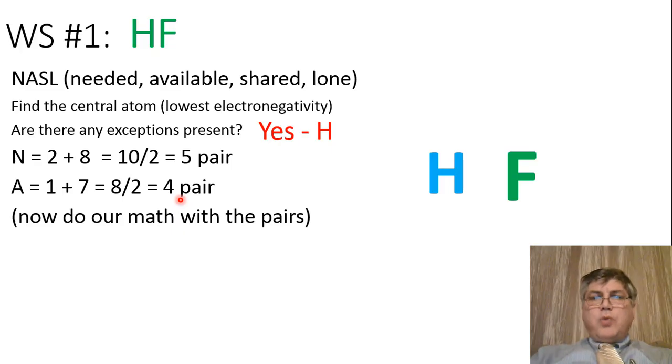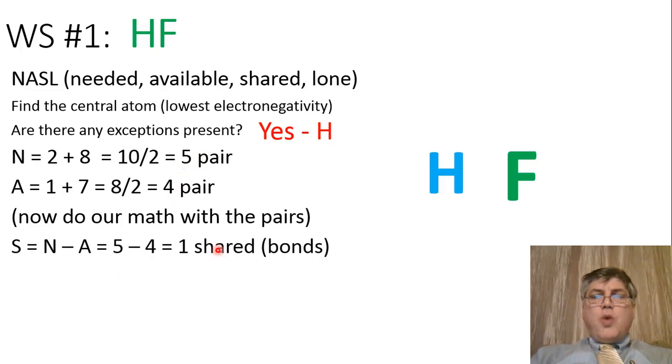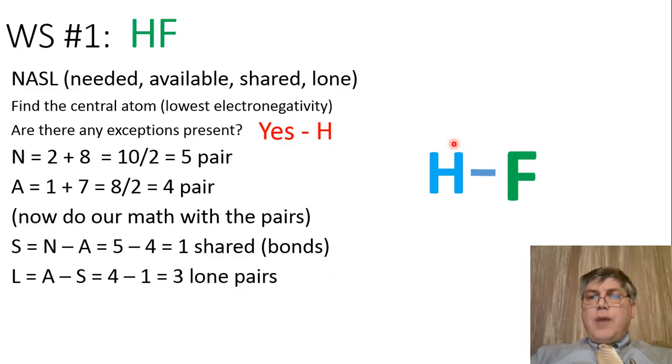So if we do our math with the pairs, 5 pair minus 4 pair means we're going to share 1 pair. So we'll go on and draw that bond in right here between hydrogen and fluorine. If we look at the lone pairs, 4 pair available minus 1 shared pair leaves us with 3 lone pairs. We can't put any around the hydrogen because it's already formed a bond, and it can only take 2 electrons. So the other 3 lone pairs will have to go around the fluorine like this.